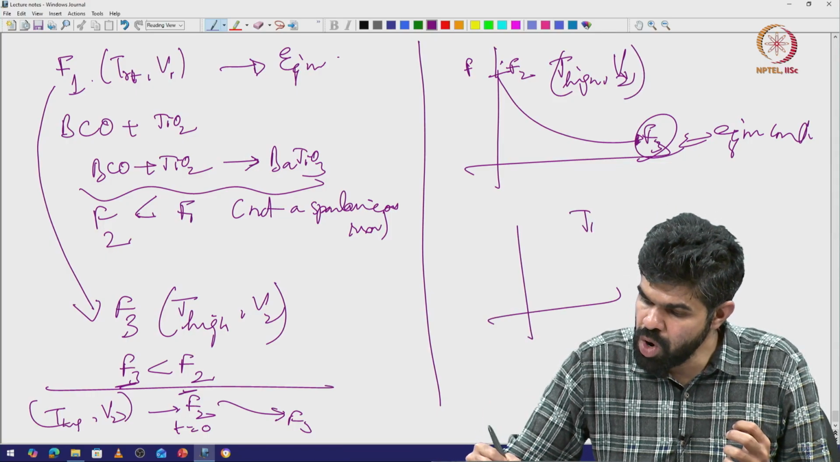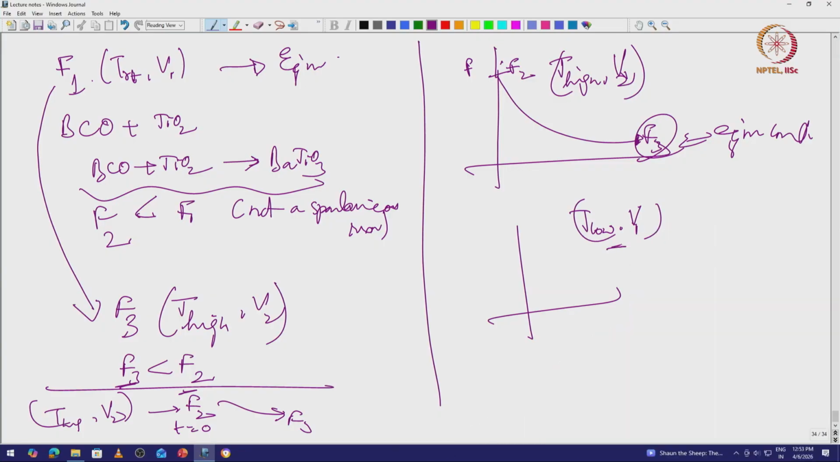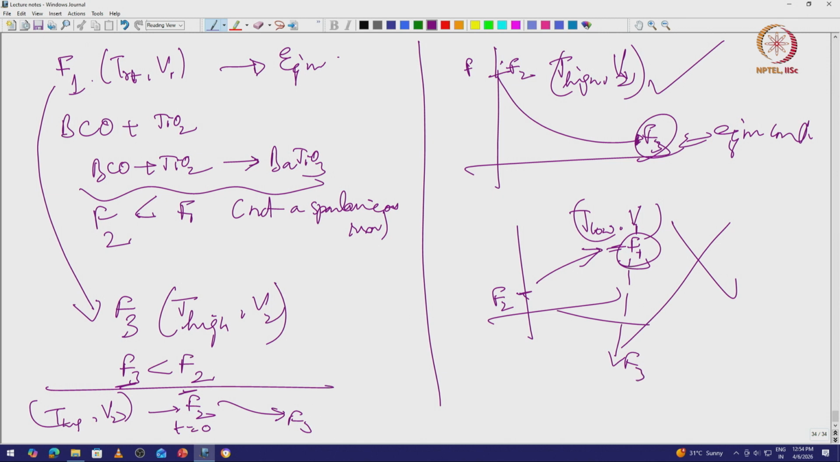Whereas at temperature T low and volume V1, ideally my F equilibrium is somewhere here, but my F2 is here. So, I cannot go in a direction where I increase my F. That is what thermodynamics tells me. I can only go in a direction where I decrease my F, and that is my equilibrium. So, this reaction is not a feasible reaction at this temperature, but this reaction is a feasible reaction at this temperature. So, I have to now redefine my equilibrium from F1 to F3, and this happens by changing the external constraints.